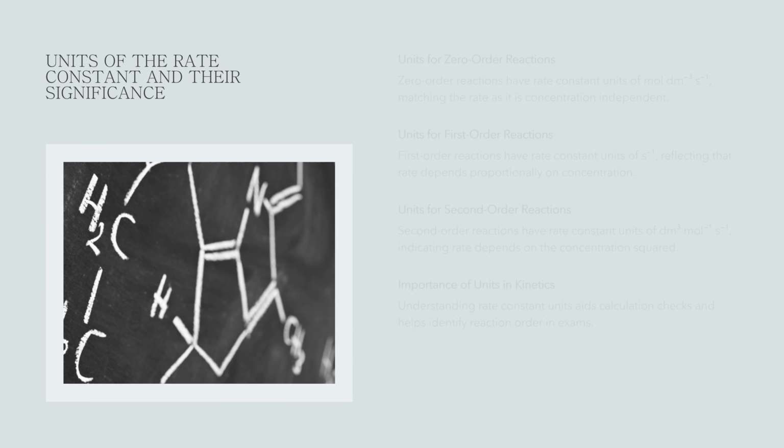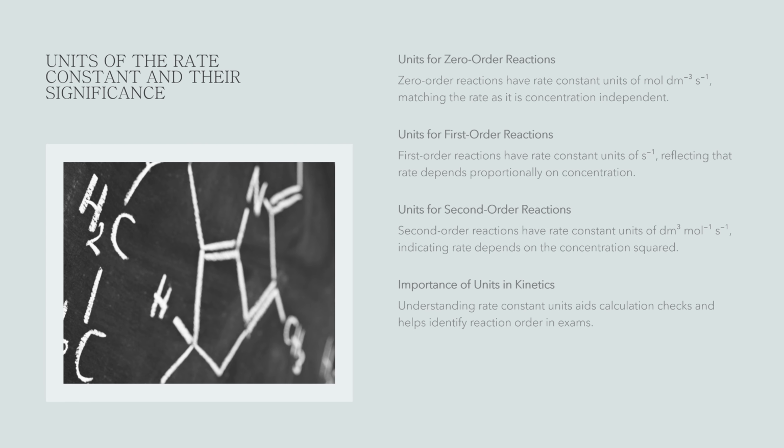The units of the rate constant k depend on the overall order of the reaction. For a zero-order reaction, k has units of mol dm⁻³ s⁻¹, the same as rate, because rate is independent of concentration. For a first-order reaction, k has units of s⁻¹, reflecting the proportional relationship between rate and concentration. For a second-order reaction, k has units of dm³ mol⁻¹ s⁻¹.